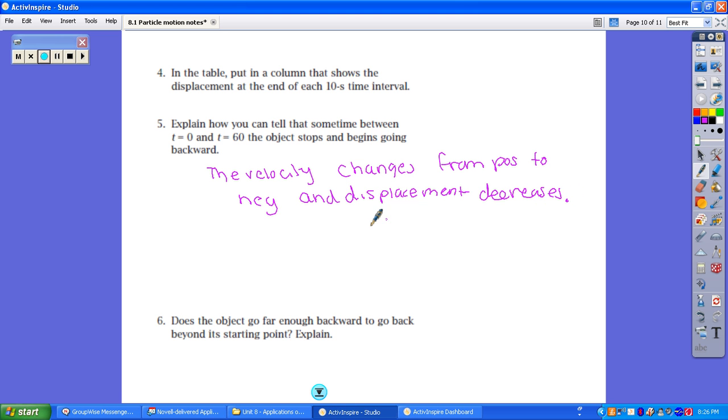At some point. And then number 6 says, does the object go far enough backward to go back beyond its starting point? So its starting point is at time t equals 0. So in order for it to go back behind it, it would have to have negative numbers on the number line. So no, because the displacement is not negative.